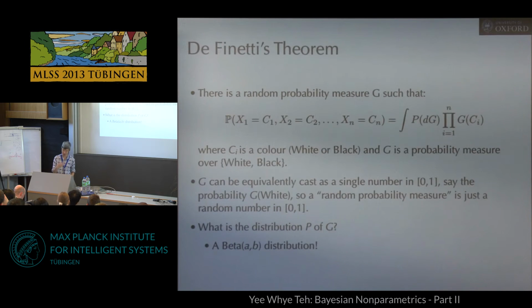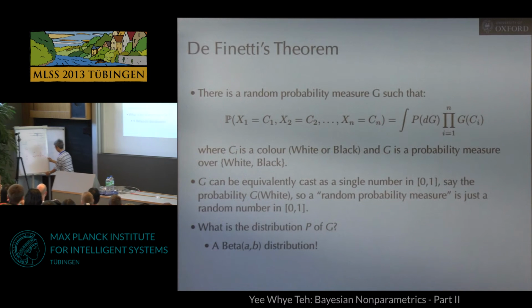So we can apply de Finetti's theorem and say that there is a random probability measure G such that the joint probability of the first ball being of color C1, the second ball being of color C2, and the nth ball being of color Cn, can be written as this integral here, which is basically, we can think of this as the marginal distribution of a model in which we have a latent probability measure G, and then given G, we have our x's, which are our sequence of n colors.